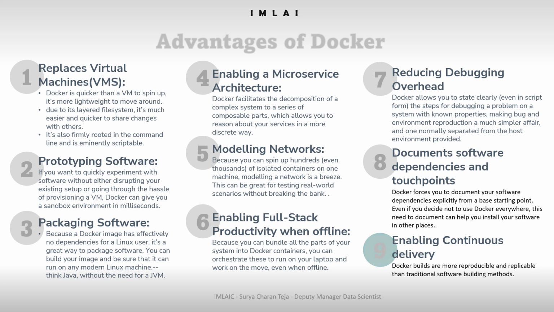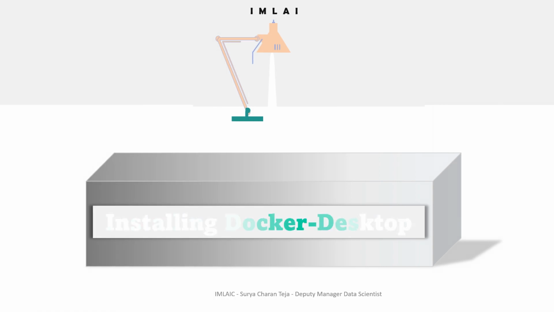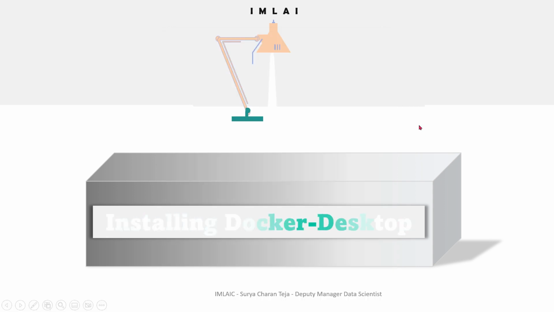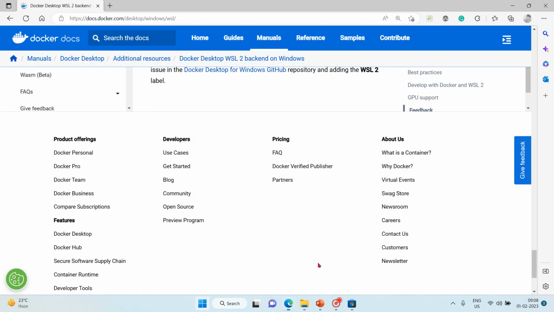Now let's look into the installation of Docker Desktop before we jump into installation of Docker Engine in Linux. First we see how to install Docker Desktop in a Windows machine, then we'll go for the other one. For that, two things are required: one is Docker Desktop, the other one is WSL.